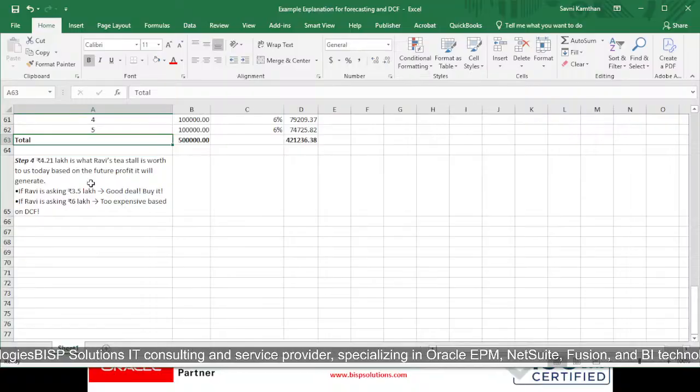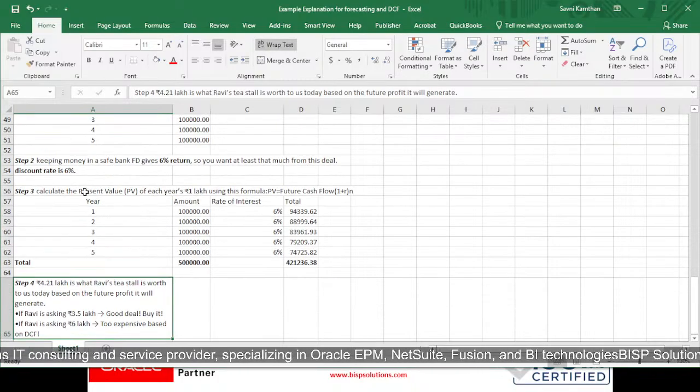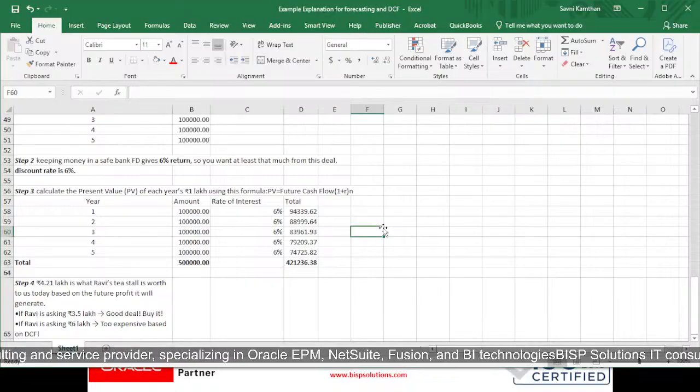So in step 4, Ravi and I will be deciding that the shop is worth 4,21,000 rupees, which is the worth for me today based on the future profit it will generate. So if Ravi is asking 3.5 lakh rupees for selling his shop, it is a good deal, and we will be buying it. But if Ravi is asking for 6 lakhs, it is too expensive based on our DCF model which we have done in this particular table.